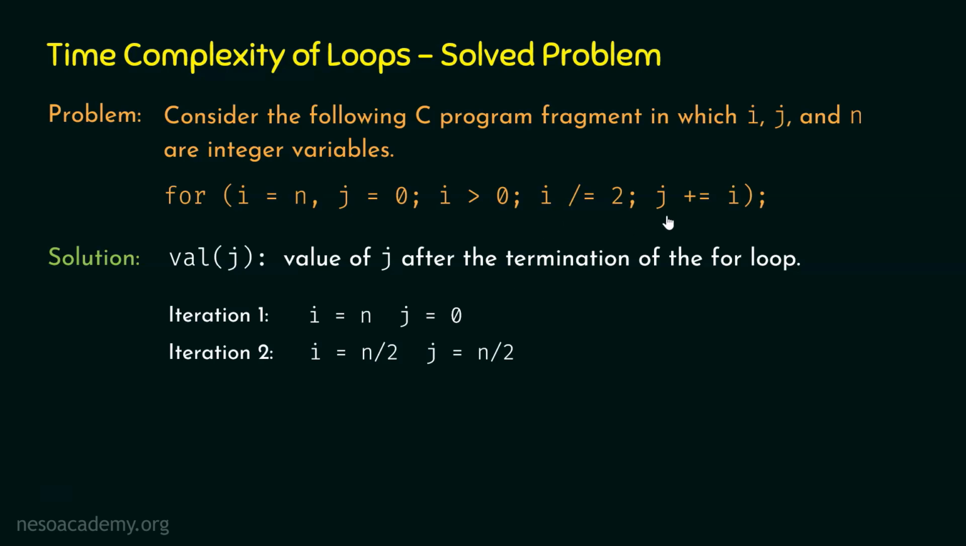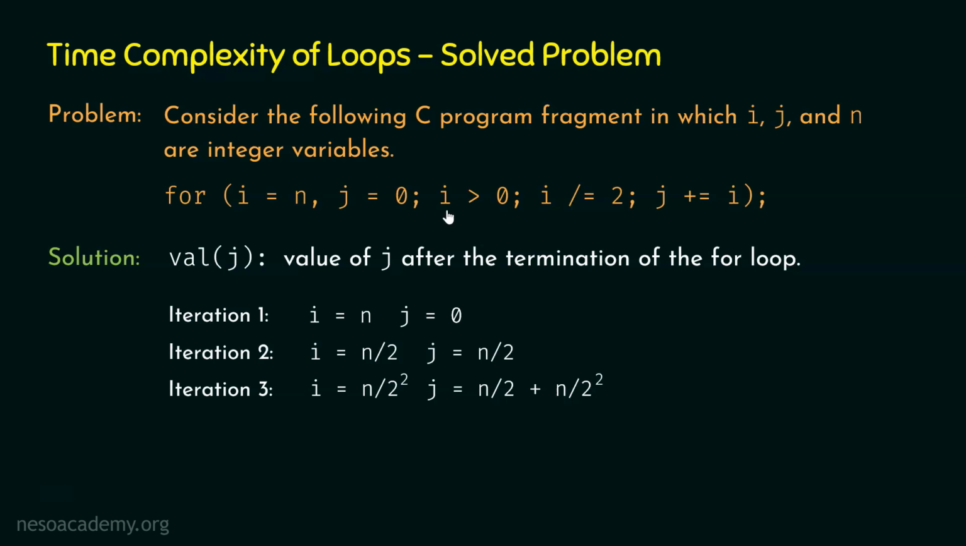Now what happens to j? j is updated to j plus i. We know the current value of i is n by 2 square and the current value of j is n by 2. n by 2 square is now added to n by 2 and this is the new value obtained in variable j. So in iteration number 3, i is n by 2 square and j is n by 2 plus n by 2 square.